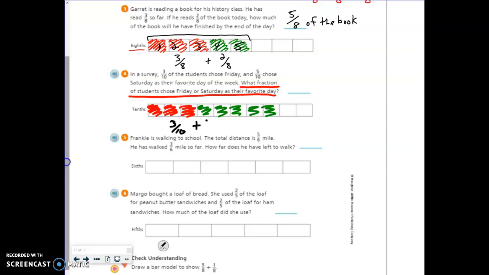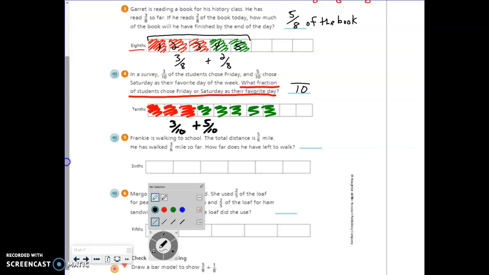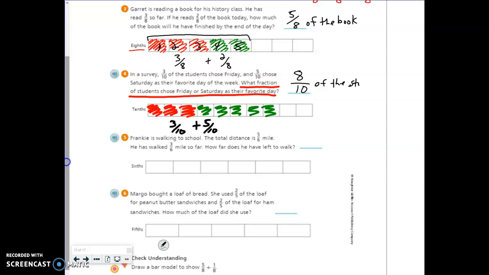So our problem, as we would arrange this out here, would be 3/10 plus 5/10. And again, we know already, or we should know, that our answer is going to have a 10 in the denominator spot, because we don't change that denominator once it is the same. And we're simply saying, what is 5 plus 3? Pretty easy problem again. 5 plus 3 is 8/10 of the students thought that Friday or Saturday was their favorite day.